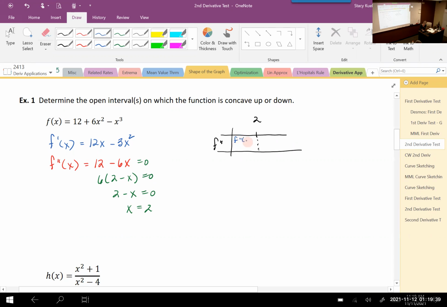Let's just pick 1, because that's to the left of 2, right? If I look at the second derivative, 12 minus 6x, 12 minus 6 is 6, which would be positive, correct? So the second derivative is positive. And therefore, if it is positive, it would be concave up.